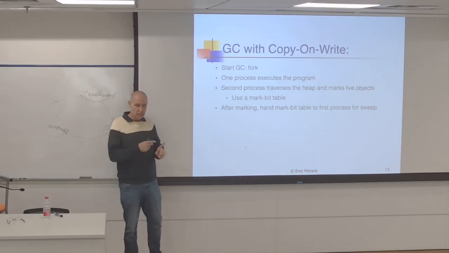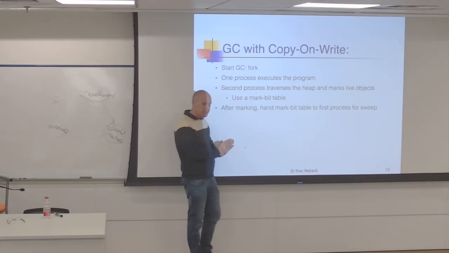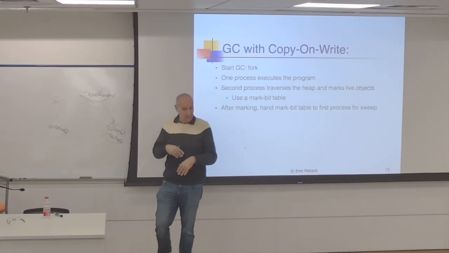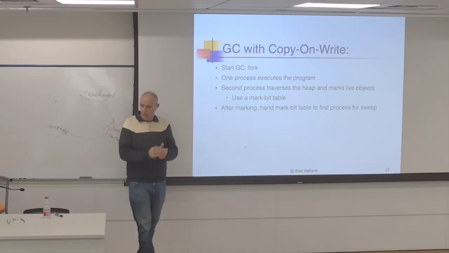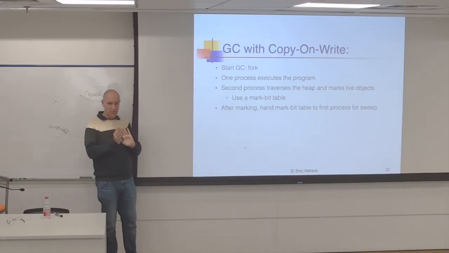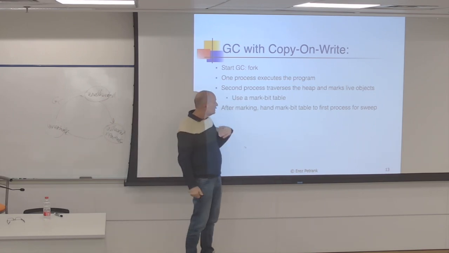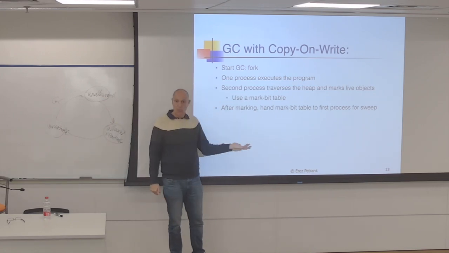And it's going to do a traversal of the heap exactly as the heap looked when you forked. At that time, it gets a copy of the heap, and whatever the program changes in the heap does not matter to it. It doesn't see any changes. And the system will keep it by copy on write, but it doesn't know.